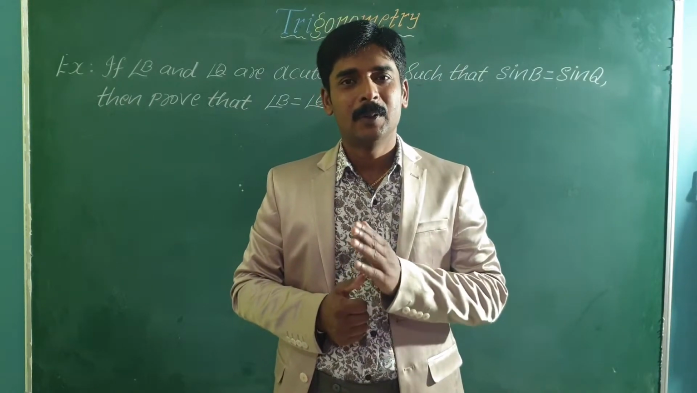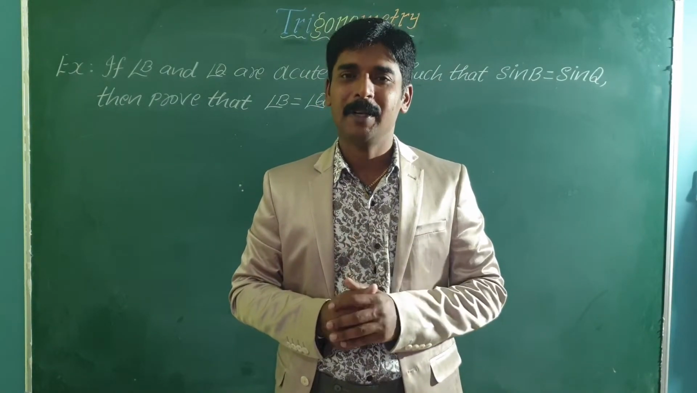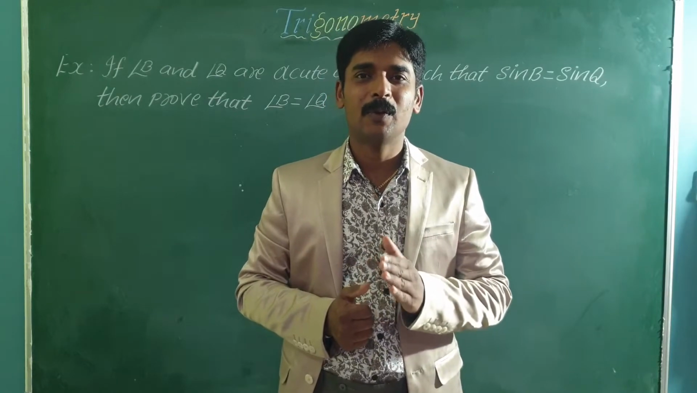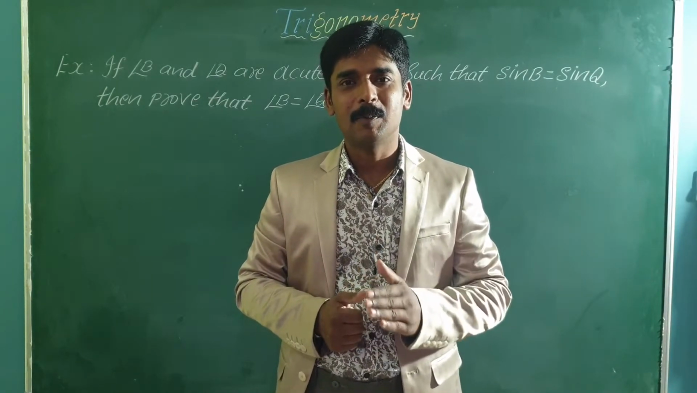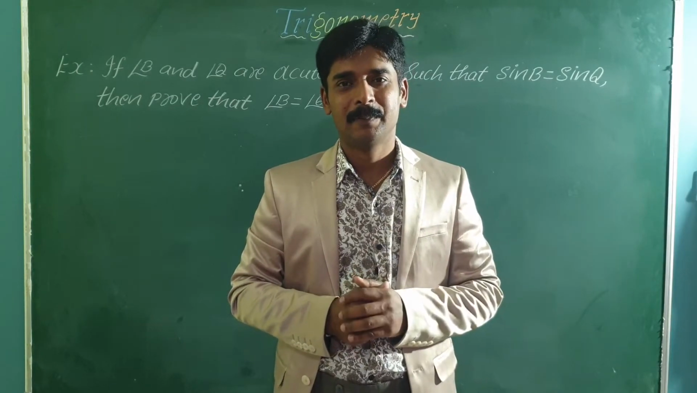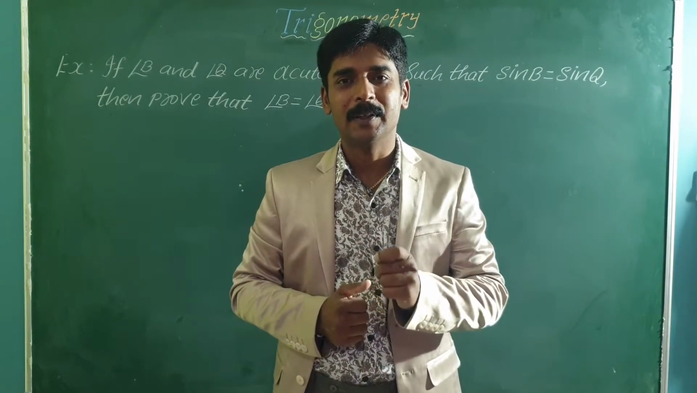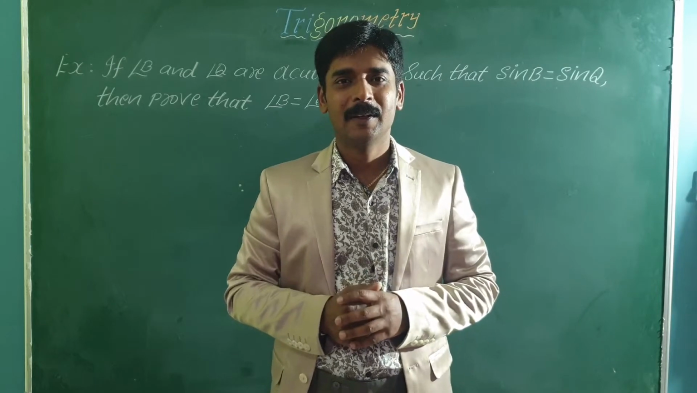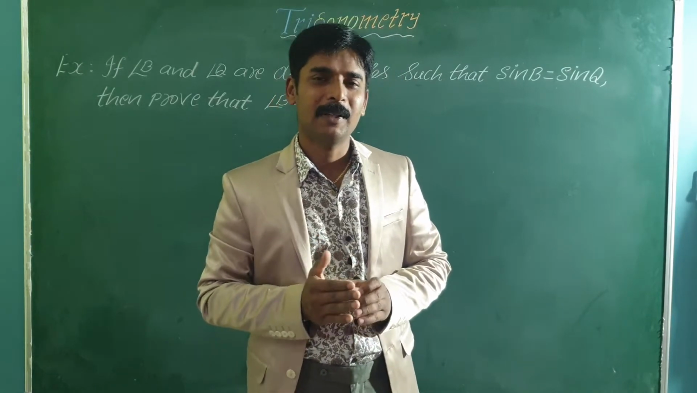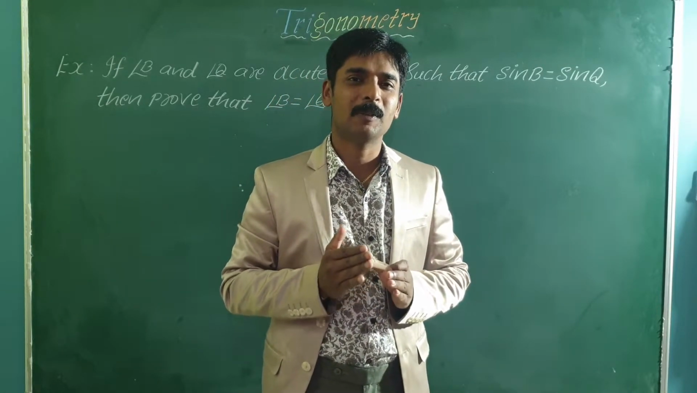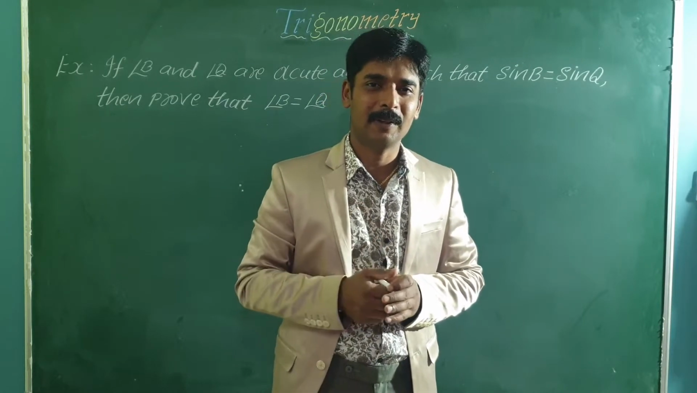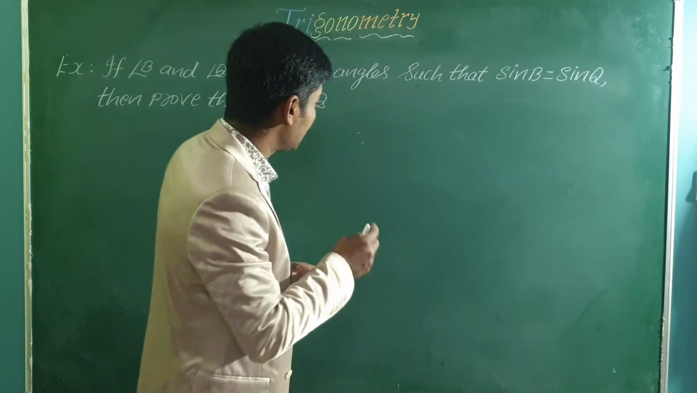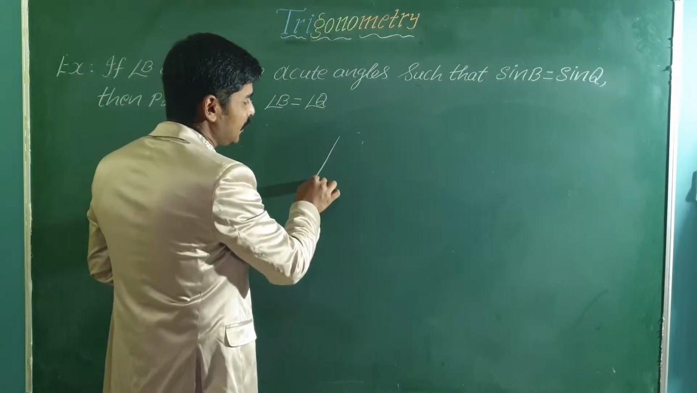Two triangles are said to be similar if the ratio of their corresponding sides are equal and the corresponding angles are equal. When do you say that two triangles are similar? Two triangles are said to be similar if the ratio of their corresponding sides are equal and the corresponding angles are equal. Let us try to understand this by taking an example.